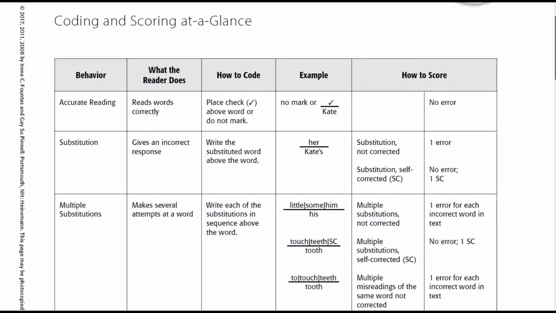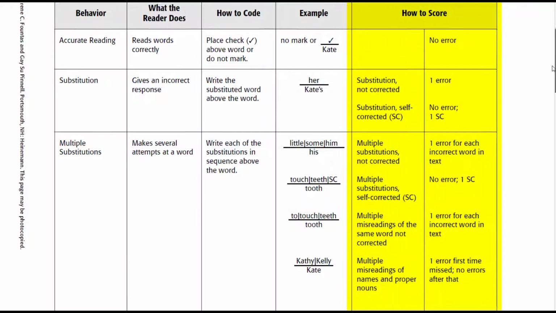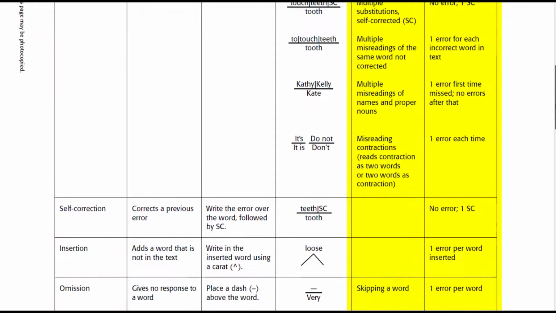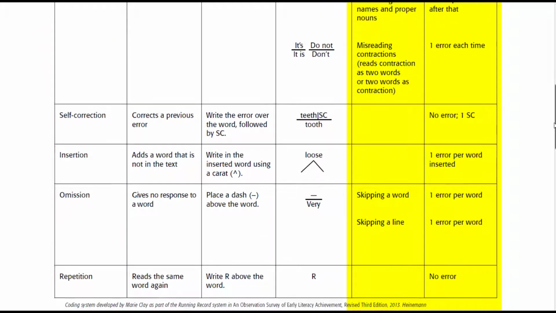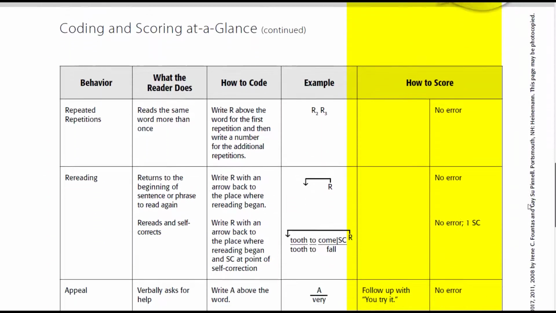And then how to score it, you'll see that sometimes a behavior is indicated as no error. Self-corrections will be no errors. But if you skip a word, it's counted as an error. So this will be something that you'll need to practice.